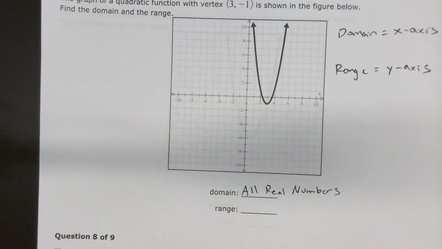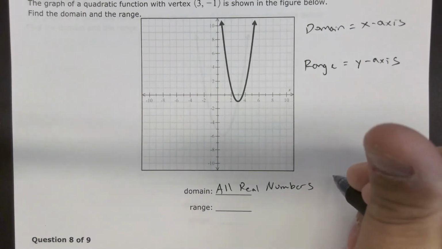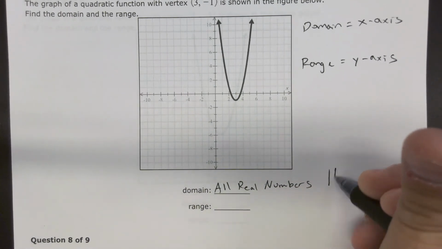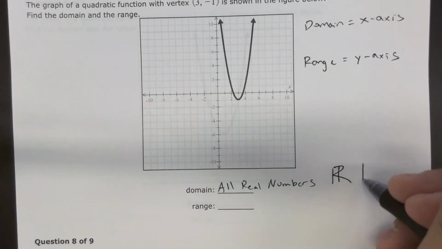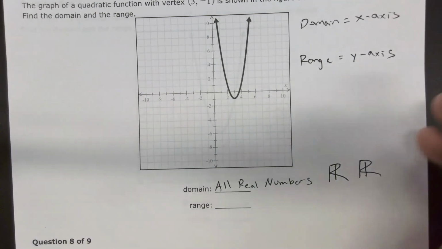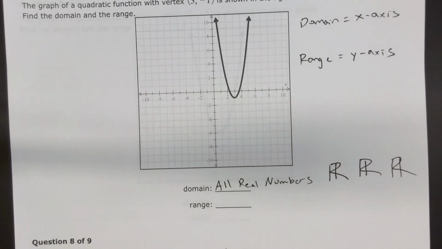Does anyone know the symbol for domain, for all real numbers? It's an R with a line through it. That's how you write all real numbers. So everyone practice writing this just a couple times. The way I do it is I write 2 lines and then draw an R off the first line. That's the symbol for all real numbers.